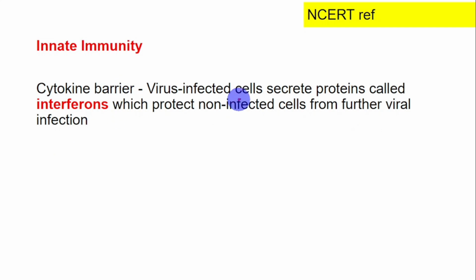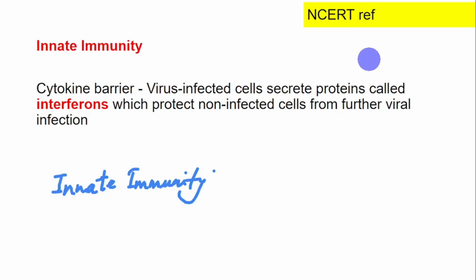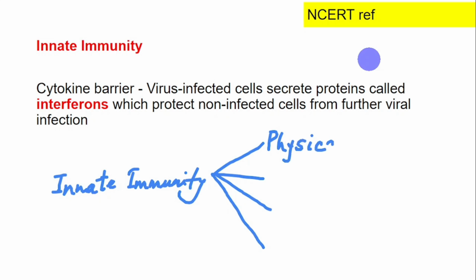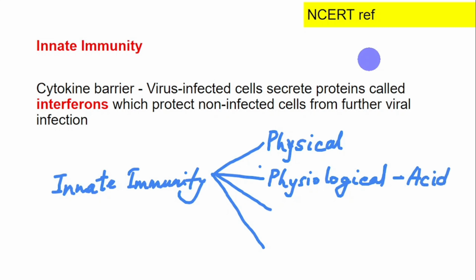So innate immunity has 4 different levels. In innate immunity, you need to remember 4 different categories. The first one is the physical barrier, the intact skin and mucosal lining. This physically prevents entry of microorganisms. Physical barrier is the first line of defense. Then comes physiological barrier. Example is the acid in stomach. This also helps in eliminating a lot of microbial load which can come from food or water.